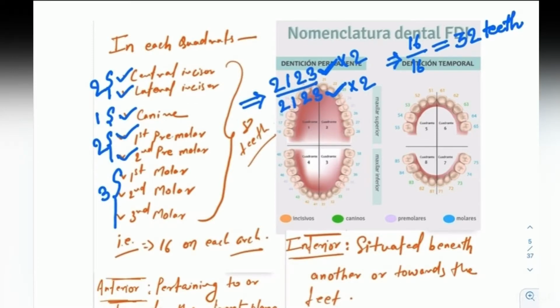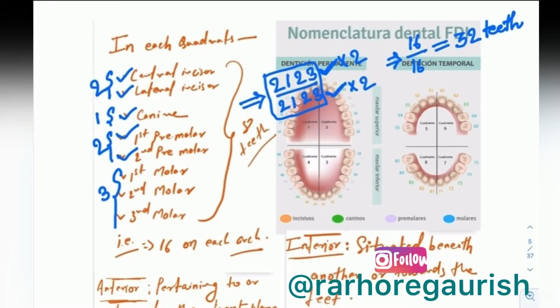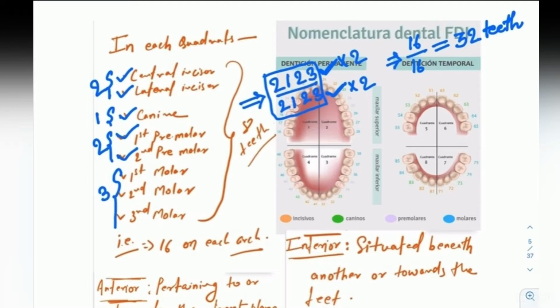So this is the dental formula you should remember. You can simply remember 2123, keeping in mind that it tells only about one quadrant of maxilla and mandible. So you need to multiply it by 2 and then you will get 32 teeth overall, 16 on each arch. Now you are clear.